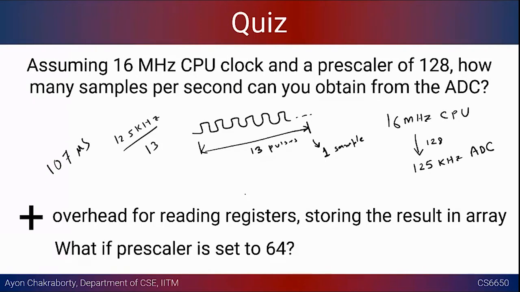So what if the prescaler is set to 64? You can't simply say that instead of 128, I'm using 64, so this will become 250 kilohertz. Now you have to go back to the manual and see that this particular ADC won't support more than 200 kilohertz.